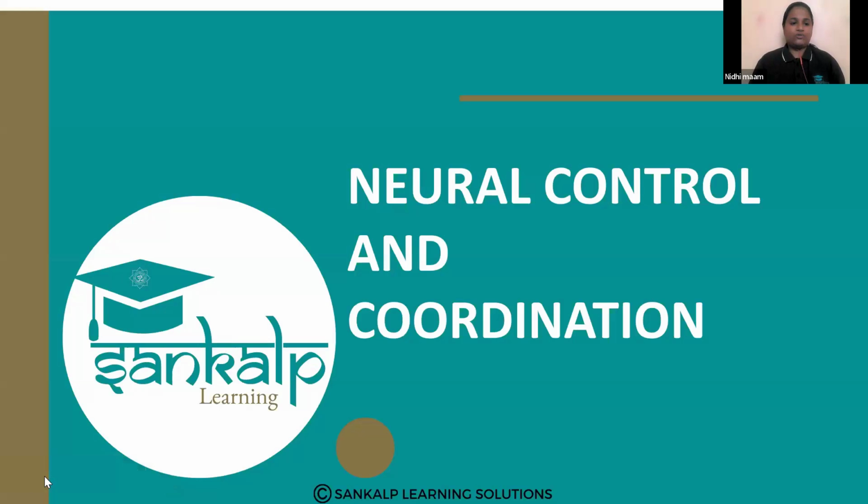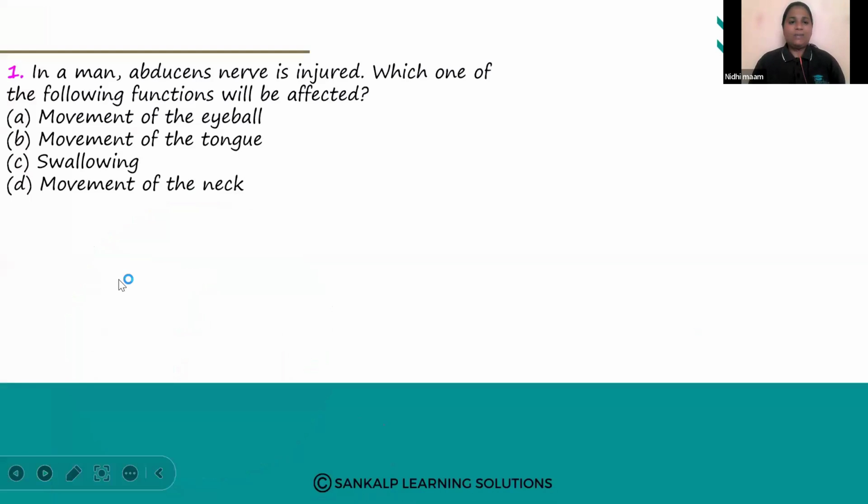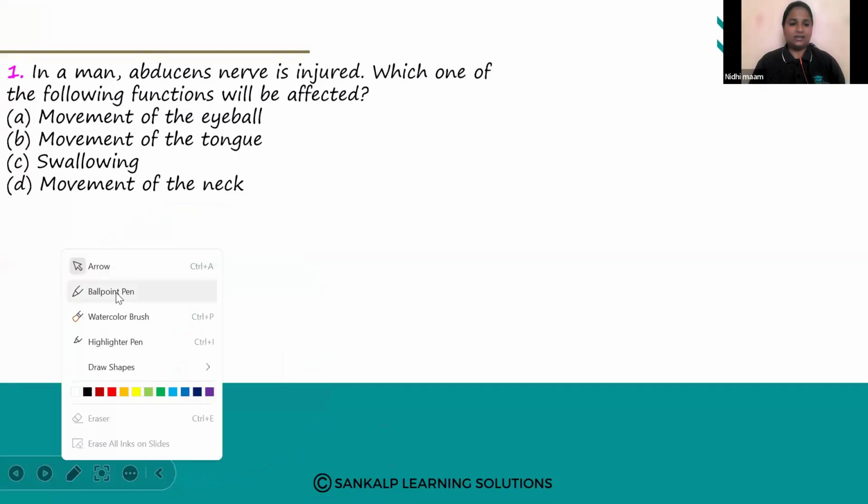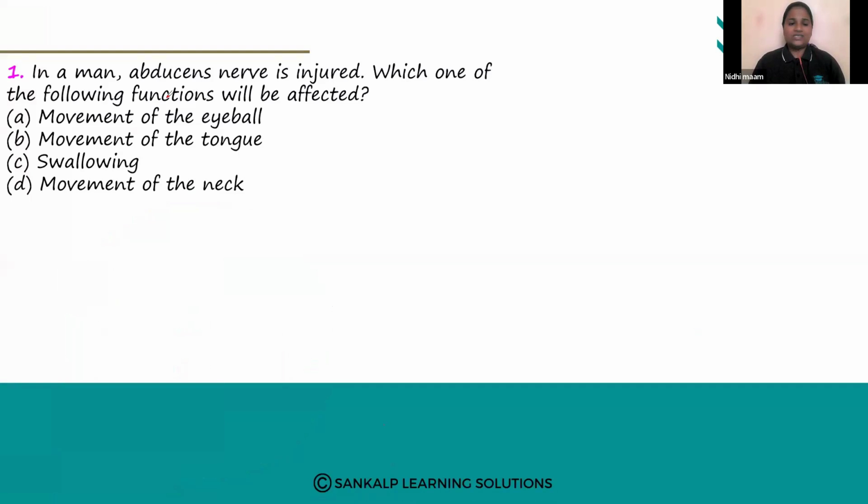Now the first question of today is, in a man, abducens nerve is injured. Which one of the following functions will be affected? I will explain what is abducens nerve after this question. So which one of the following functions will be affected? Movement of the eyeball, movement of the tongue, swallowing, movement of the neck.